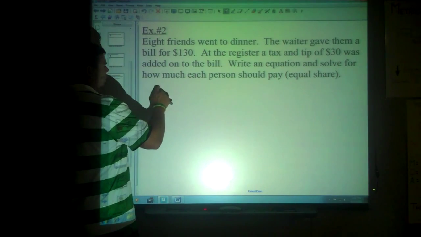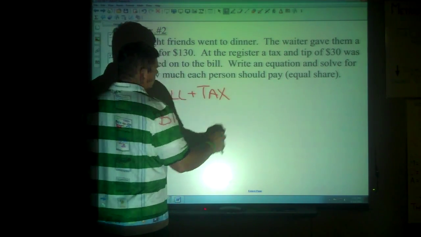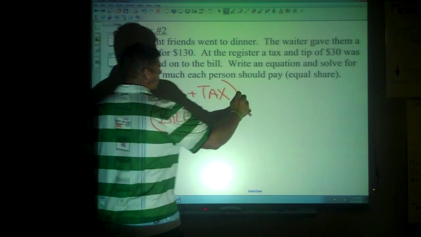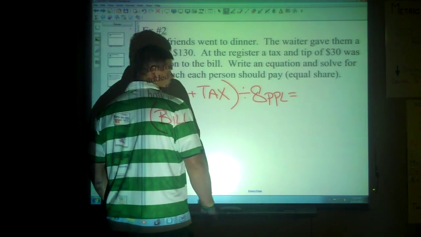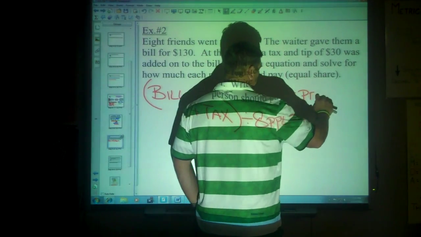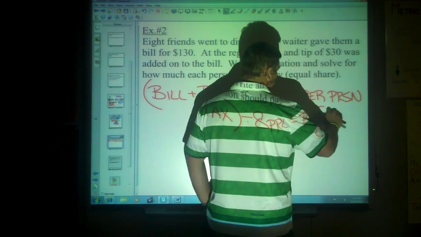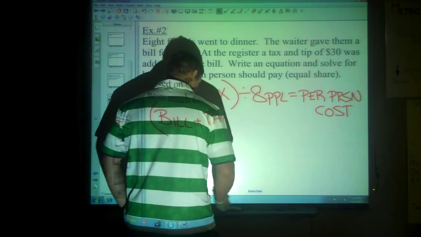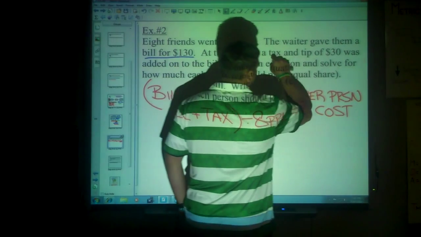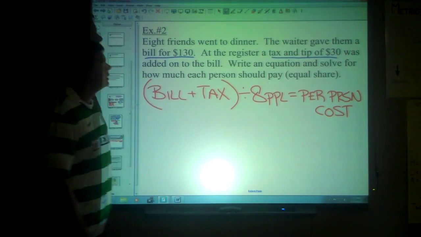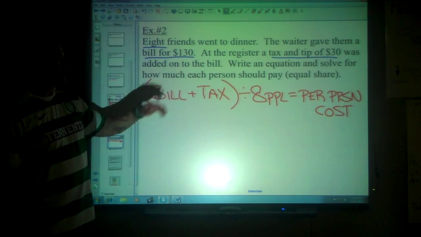So we have the bill plus the tax should get divided by the 8 people to equal their per person cost. We have some of these values. We've got the bill of $130. We have the tax and tip of $30. And we know that there are 8 people. So we can substitute that in.